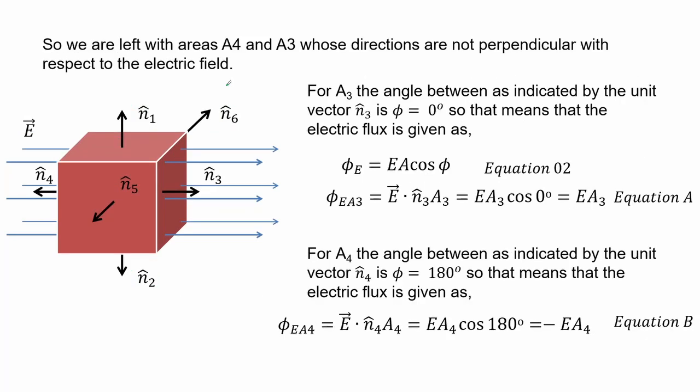So we are left with areas 3 and 4, whose directions are not perpendicular with respect to the electric field. For A3, the angle indicated by the unit vector n-hat 3 is phi equal to 0 degrees, so that means the electric flux is given as shown in equation A. For A4, the angle indicated by the unit vector n-hat 4 is phi equal to 180 degrees, so that means the electric flux is given as shown in equation B.